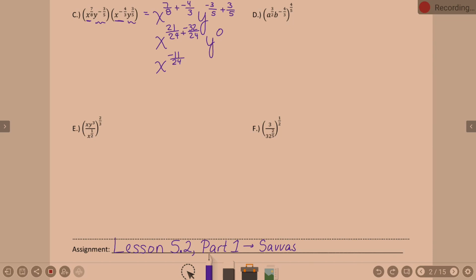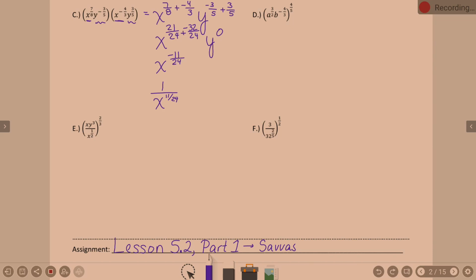Savas isn't going to be happy. Neither is any math teacher going to be happy. What are we not allowed to leave most of the time in math? A negative exponent. How do I deal with getting rid of a negative exponent? Move it to the denominator, right? We talked about that yesterday. It's up in your rules. Move it to the denominator. So when you move this to the denominator, it's going to become 1 over x to the 11/24.